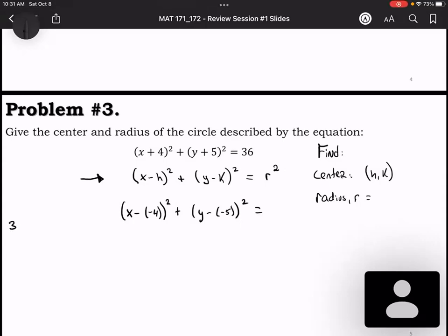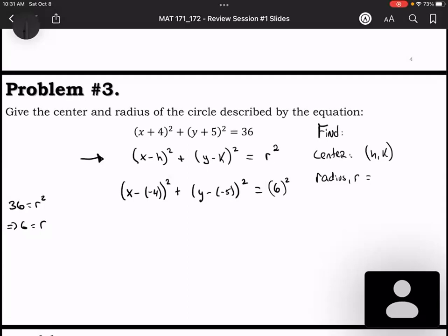I'm just going to do this on the side here. 36 is equal to r². This implies that 6 is equal to r. Okay, so now you can go ahead and give your center, and you can also give your radius. So the center point is now going to be what, Abu? (-4, -5). And the radius, well, it's just going to be 6.